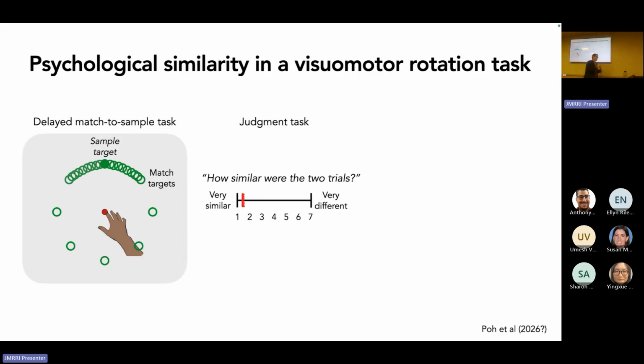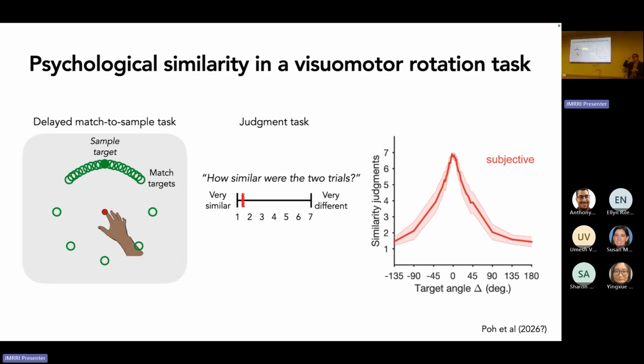I had people rate over and over again how similar they thought those two movements were. They weren't given any other instructions. We don't know exactly what their similarity was based on. Most likely it's based on distance, that's the only salient feature in the task. And you can create this function of their subjective similarity, on a scale of 1 to 7. Similarity judgments based upon target angle has this kind of Gaussian-like function.